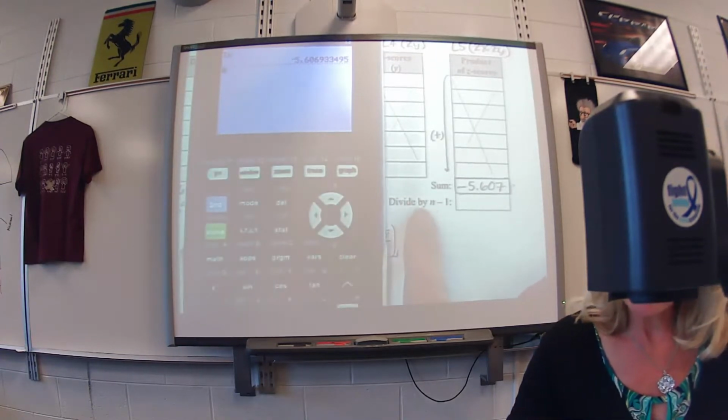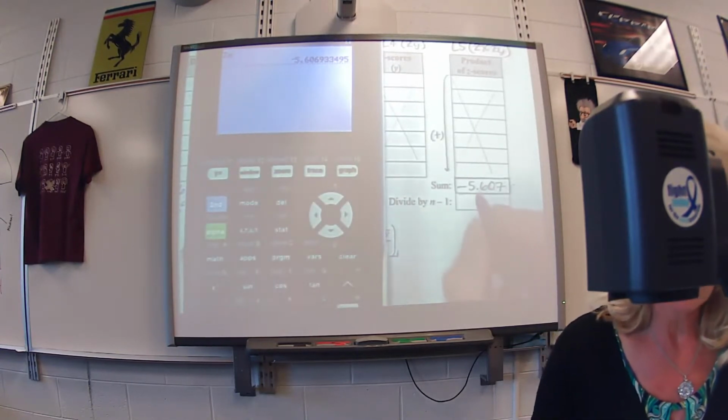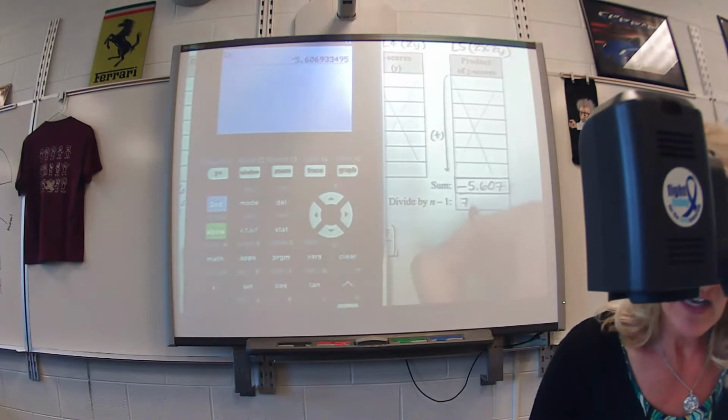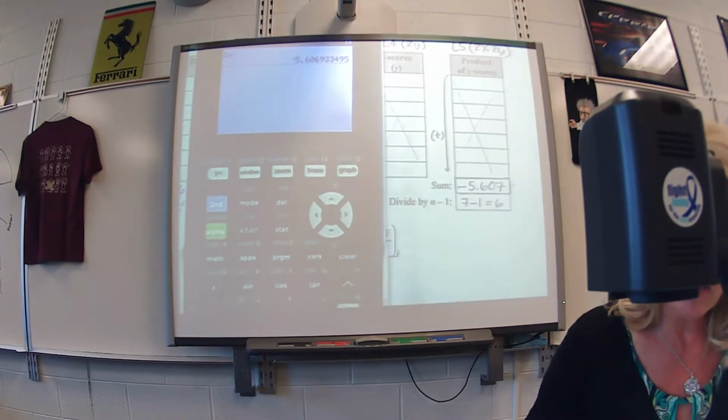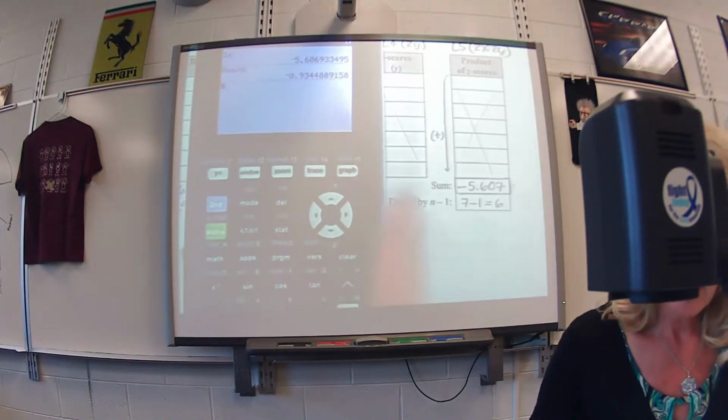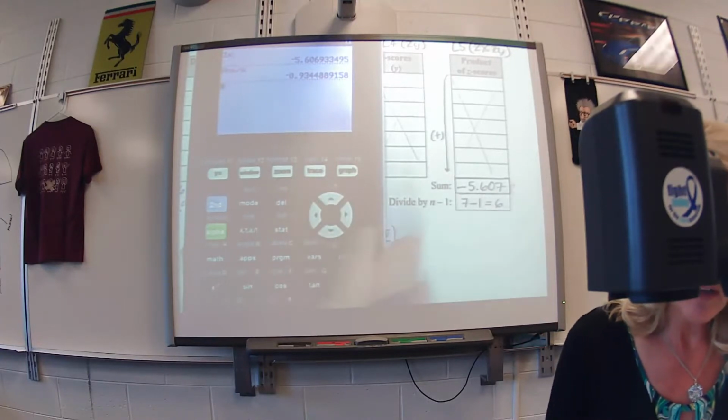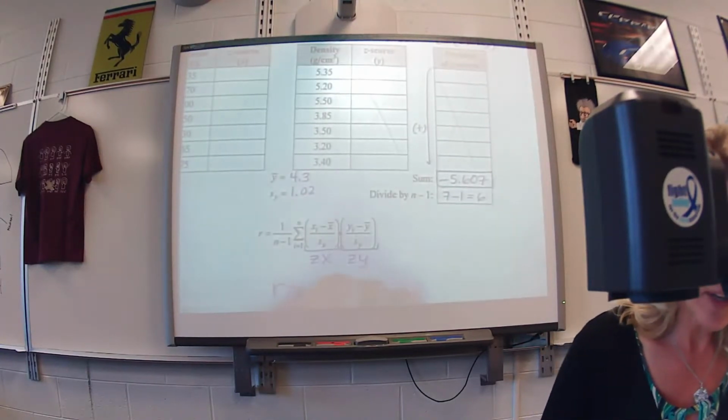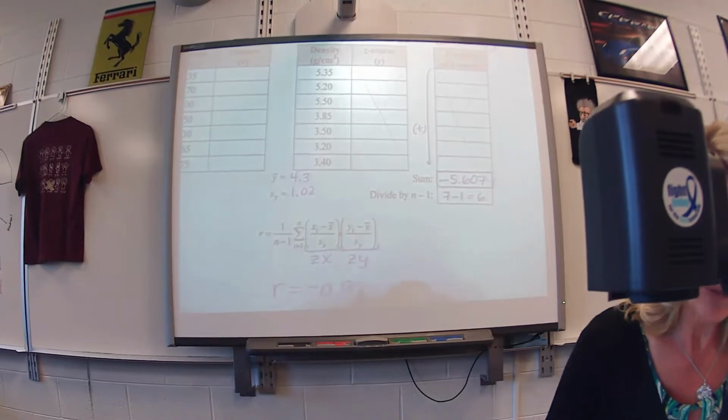And then we want to divide by n minus 1. And our n was 7, and minus 1 is 6, so I'm going to divide by 6. Negative 0.93. So R equals negative 0.93.